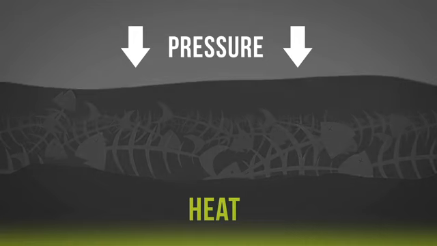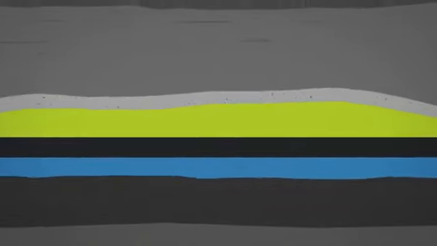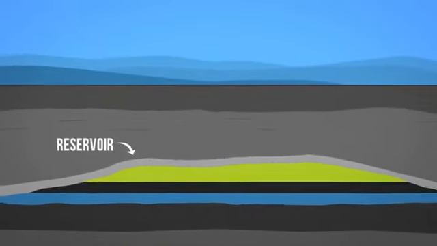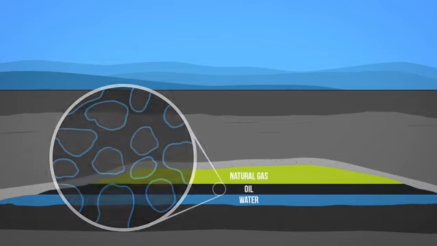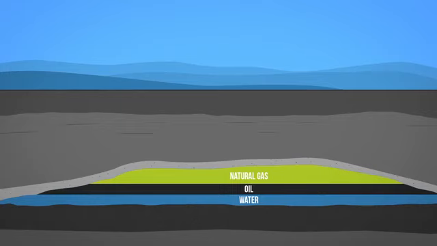Natural gas is found in underground rocks called reservoirs. The rocks have tiny spaces called pores that allow them to hold water, natural gas, and sometimes oil. The natural gas is trapped underground by impermeable rock called a caprock and stays there until it is extracted.